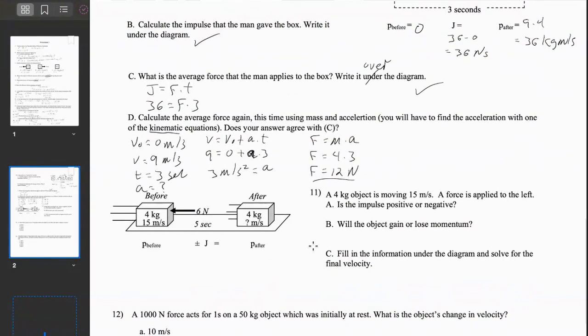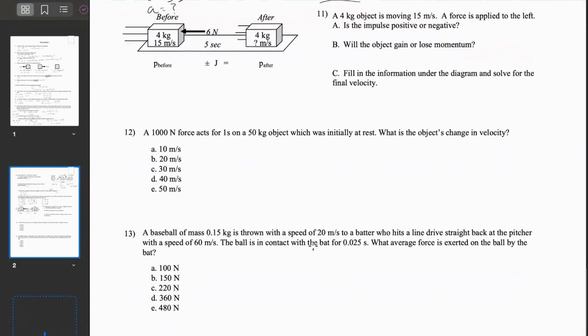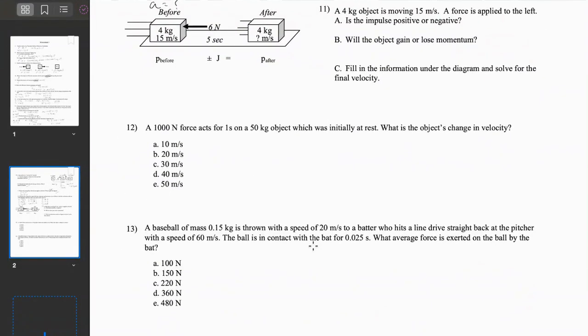All right, number 11, new diagram. A 4 kilogram object is moving 15 meters per second. A force is applied to the left. Is the impulse positive or negative? Well, if the object's moving to the right and we apply a leftward force, we said going to the right is a positive 15 meters per second. So the force itself would have to be negative, and it's going to slow it down. It's opposing the direction of motion.